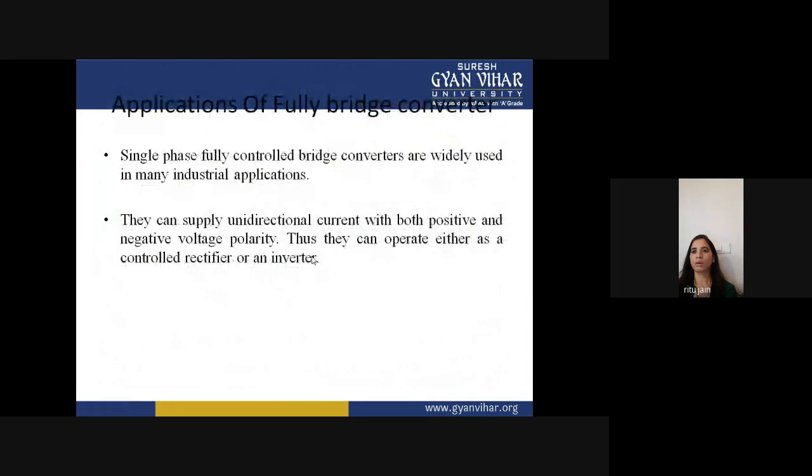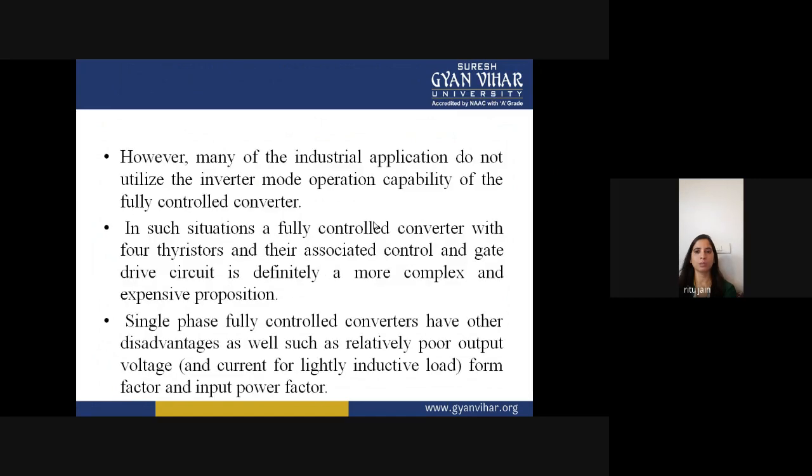So now there are some applications for the full bridge converter. Single phase fully controlled bridge converters are widely used in many industrial applications. They can supply unidirectional current with both positive and negative voltage polarity. So they can operate either as a controlled rectifier or as an inverter. We will discuss the inverting mode of these converters in the next lecture.